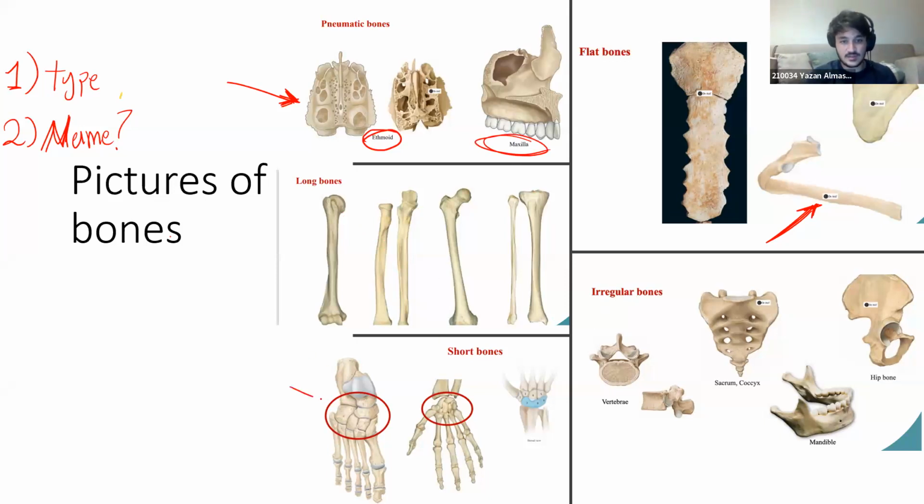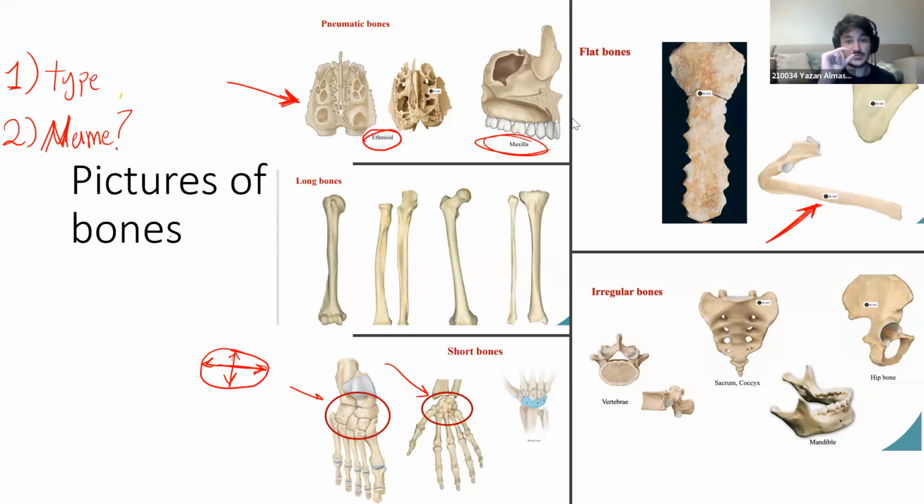And the tarsals and the carpals are short bones. The short bones are wider than they are long, and that's why they're called short. You can see it's wider here than its length. Irregular bones are just straight up irregular. If they ask what type of bone, answer pneumatic. Don't answer irregular.